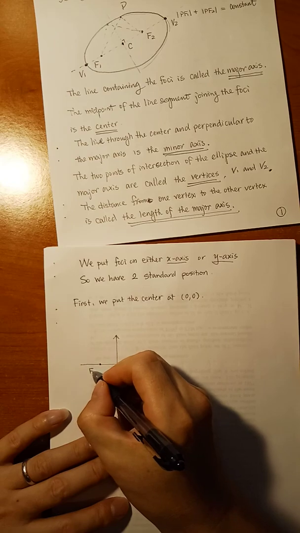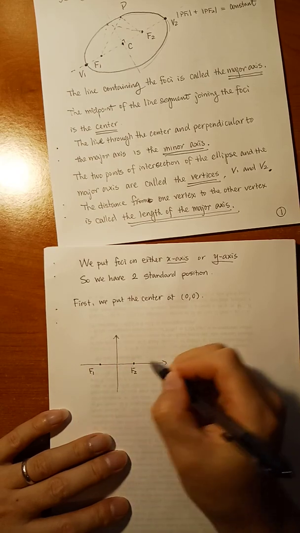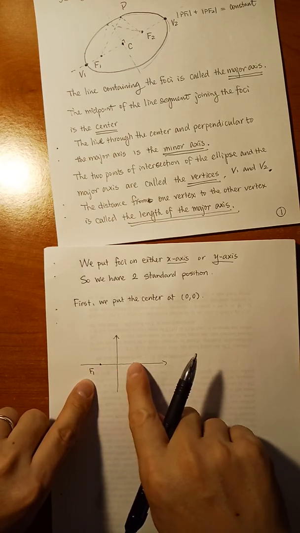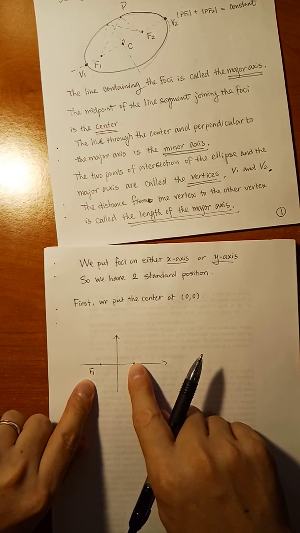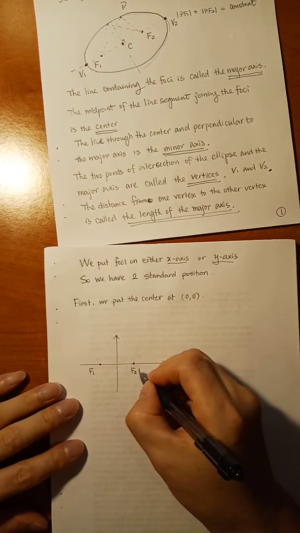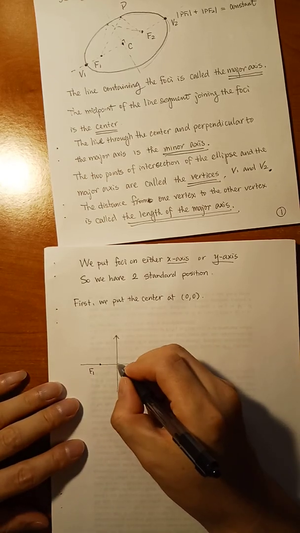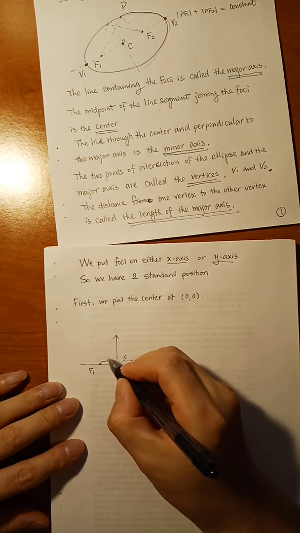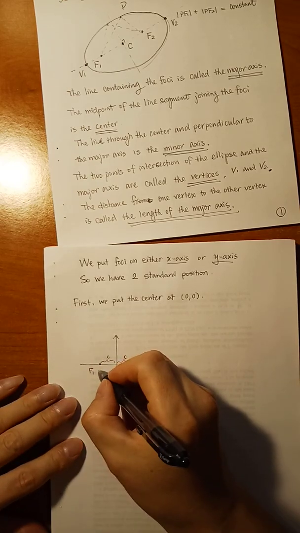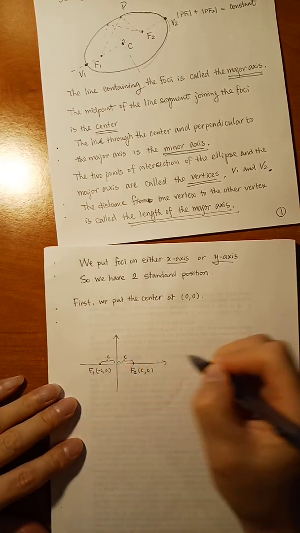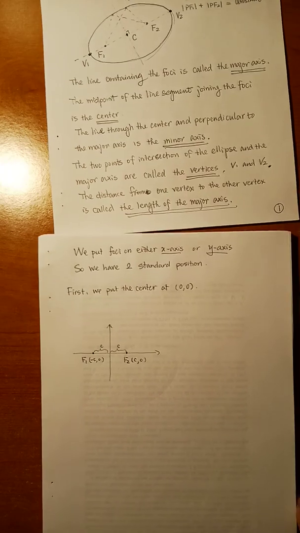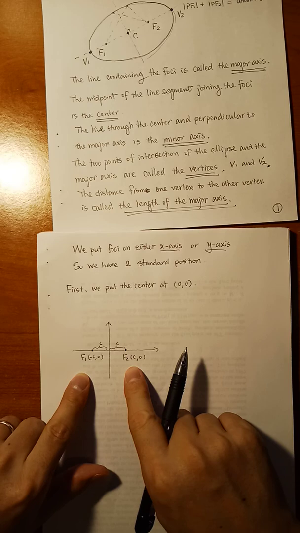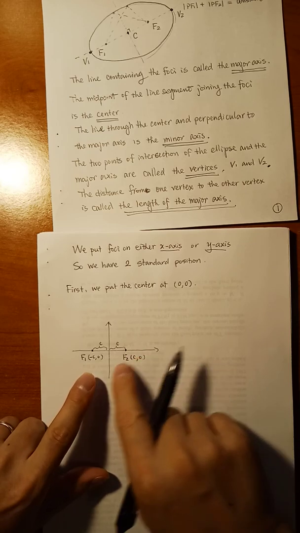F1, F2. Because they are balanced, the distance from the center to F1 and the distance from the center to F2 are equal. So we just give this C. This distance is C. This distance is also C, but it's on the left-hand side, so the coordinate is negative C. So two foci, one has coordinate negative C, 0, the other one has coordinate positive C, 0.